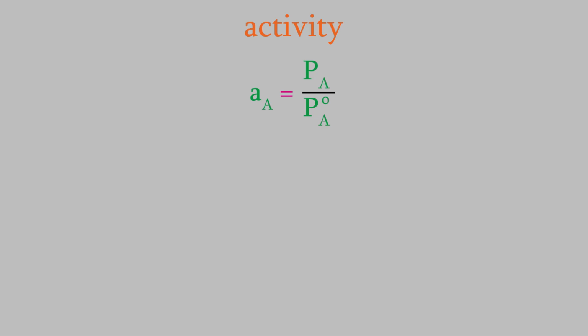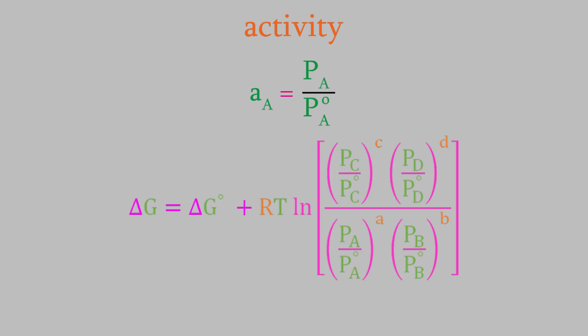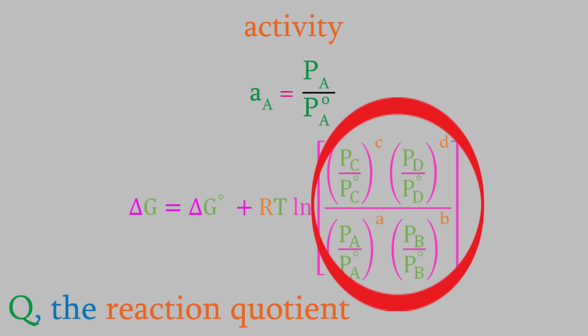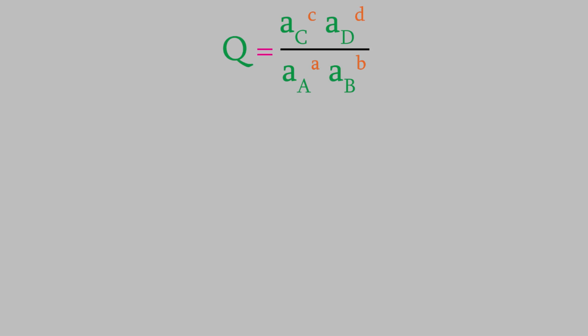Back then, we saw that for an ideal gas, this would be just equal to the mole fraction. But remember, back when we were discussing the reaction quotient back in video 39, we saw this equation. The large fraction is the reaction quotient, Q, and if you compare this to the expression we have for activity, you can see that each of the 4 terms in the large fraction is just equal to one of the activities. That means we can rewrite the definition of the reaction quotient this way. This is really a more accurate way of writing the reaction quotient.